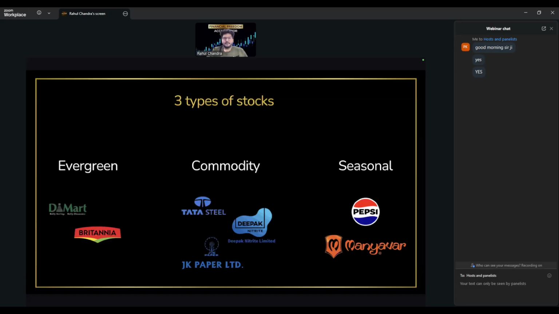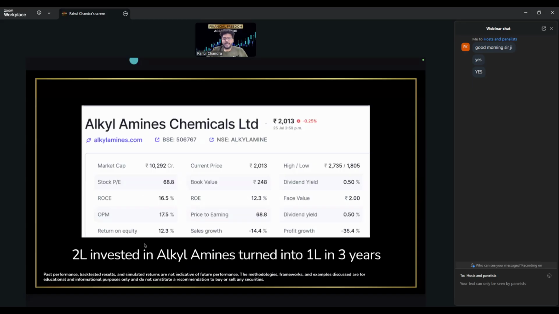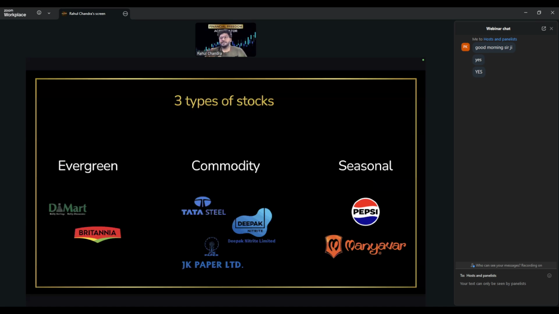For example, 2 lakhs in Alkyl Amines would have turned into 1 lakh in 3 years. Again, what is this stock? It is a commodity stock. Everybody was talking about Alkyl Amines. It would have gone down by 50%. And why? Did Alkyl Amines change as a business?